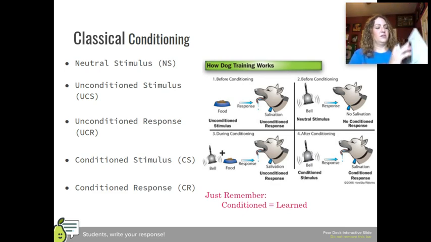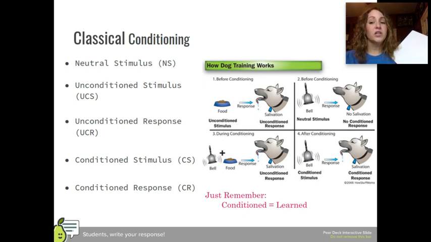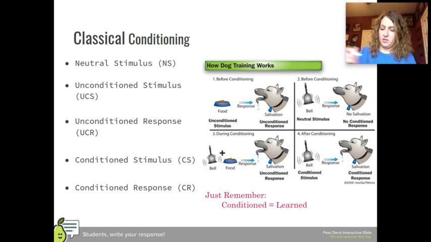So the neutral stimulus being a thing, neutral means it doesn't have any effect. You have not learned it yet. It's not natural. So it's like the bell before the experiment. The neutral stimulus is the bell before the experiment.